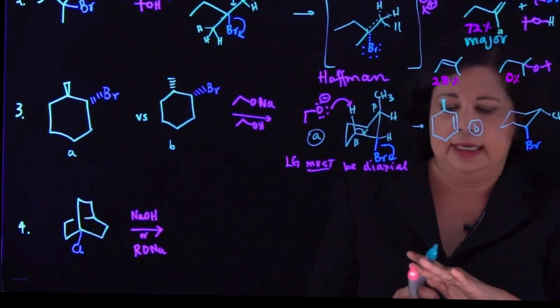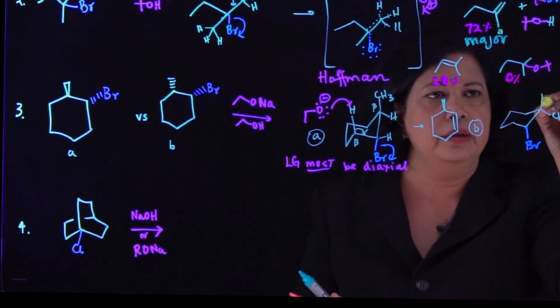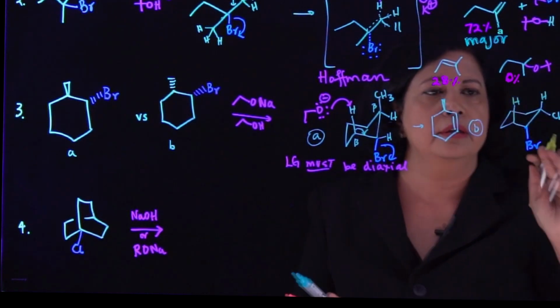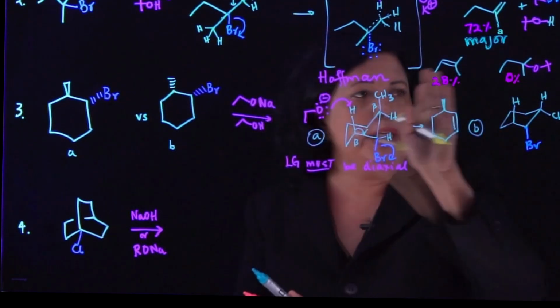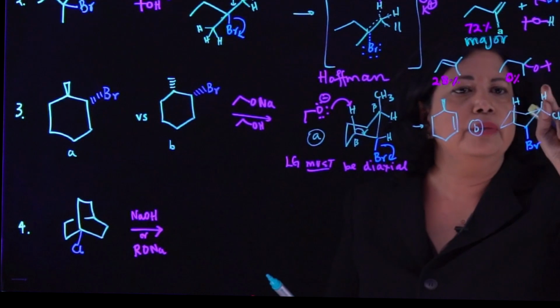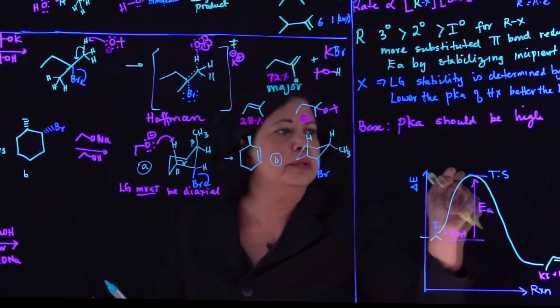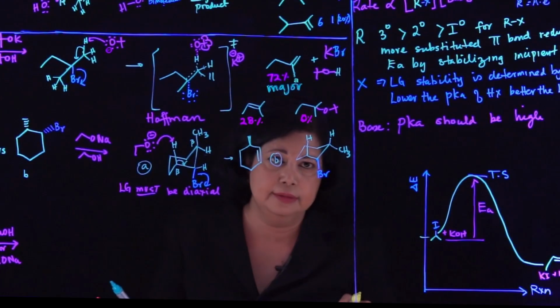Now where are the axial hydrogens? You have an axial hydrogen here and an axial hydrogen here. Great, which one are you going to go for? It's a small base. Sterics is not the problem. So it's going to pull off the one that has more substituents, so your activation energy can come down.